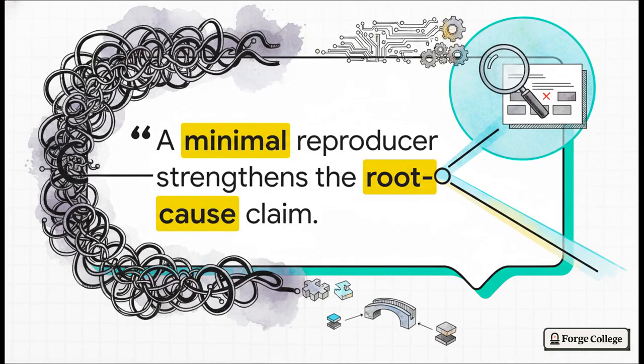Always remember this golden rule. A minimal reproducer strengthens the root cause claim. By stripping away all the noise to create a sleek, single-file reproducer, you make that causal chain undeniably visible to any other engineer looking at your work. It's literally the difference between saying, well, I think it broke somewhere in this massive pile of code, versus saying, it broke exactly here because of this exact input, and I can prove it every single time. It just builds total, absolute confidence in your findings.